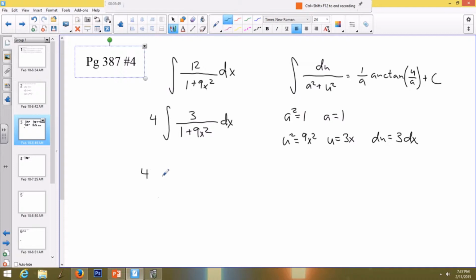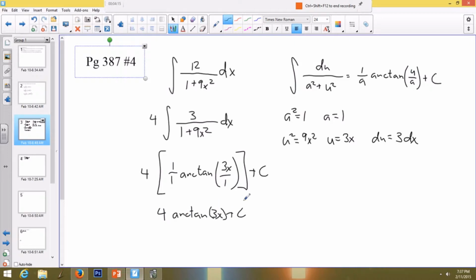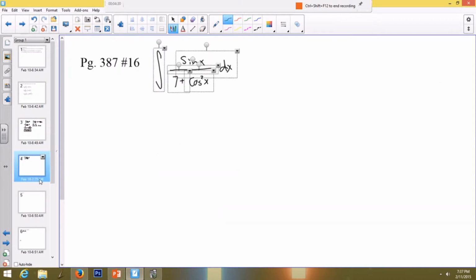So I've got the 4 that leaves out front. And so my a is 1, so I have 1 over 1 arc tangent of 3x over 1 plus some constant c. So 4 arc tangent 3x plus c, and that's my final answer for that particular one. So again, not a whole lot different, just matching it up, figuring out the variables that you need, plugging it in, and doing the integration. It's pretty straightforward stuff.